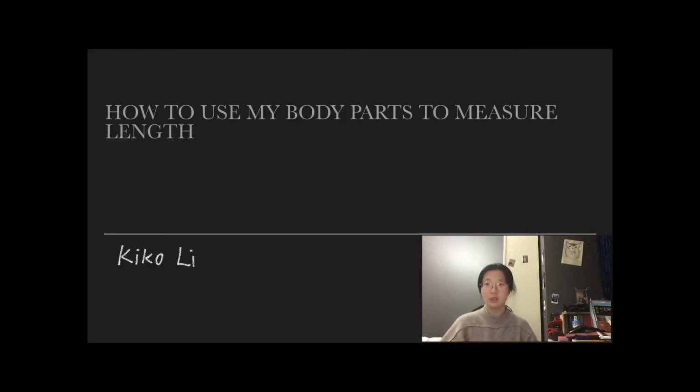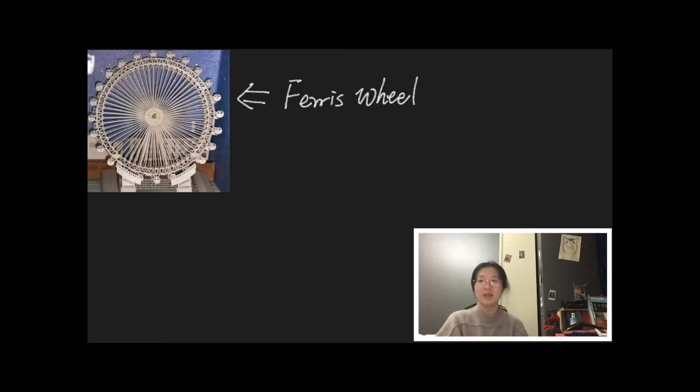In this video, I will talk about how I use my body part to measure length. What I will measure is the height of a Ferris wheel. You can see this wheel in Disneyland frequently.